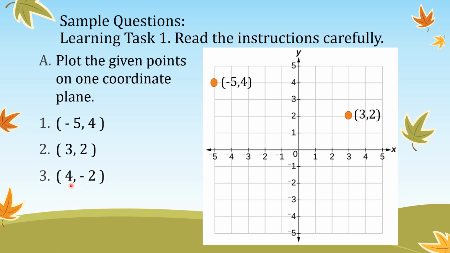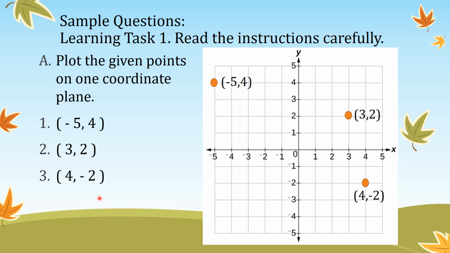Next, we have the coordinate 4, negative 2. Take note, we have the x-coordinate 4, so we will count 4 units to the right of the x-axis. Okay, and then negative 2 for the y-coordinate, so 2 units downward. So count from 0, 1, 2, 3, 4. Then we count downward because it is negative 2 vertically for the y-axis, so 1, 2. So this is the location of the coordinate point 4, negative 2.